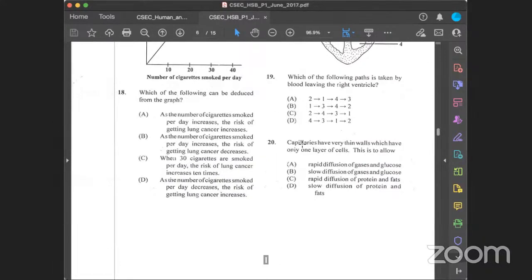20. Capillaries have very thin walls which have only one layer of cells. This is to allow rapid diffusion of gases and glucose. Very good.